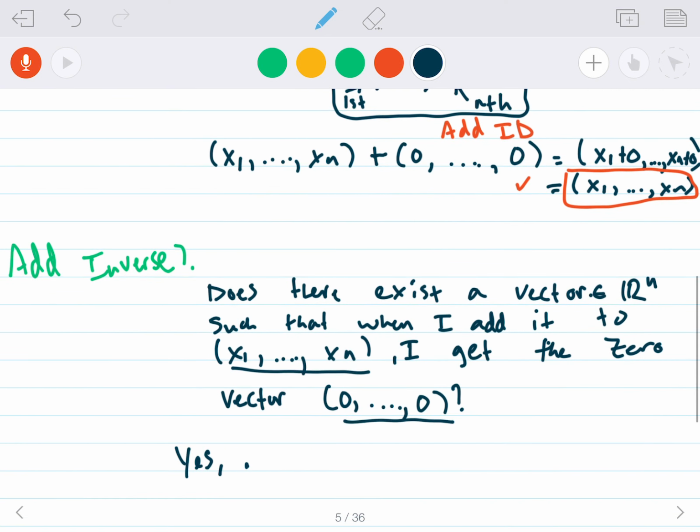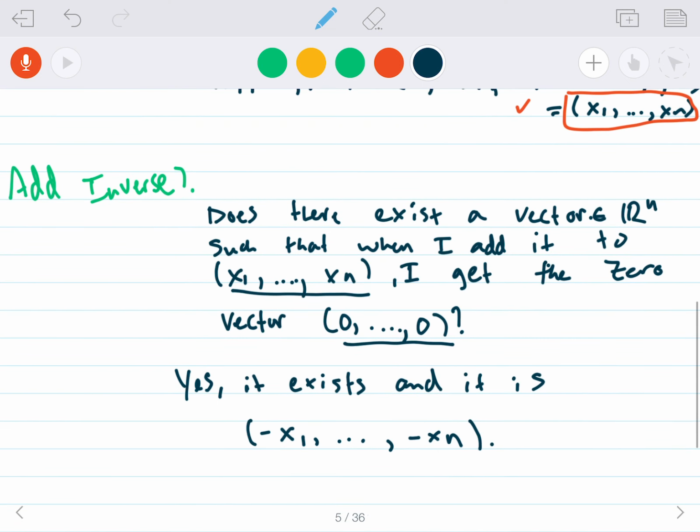Yes, it exists. And it is the following vector: negative x1 ... negative xn. Why does this exist? Well, by assumption, x1 through xn are real numbers, and this vector x1 to xn exists. If I multiply each entry by a scalar, negative 1, we already verified that this is closed under scalar multiplication. So this is certainly in Rn.